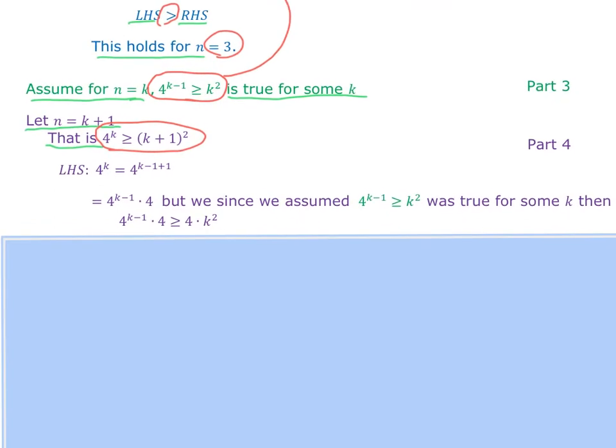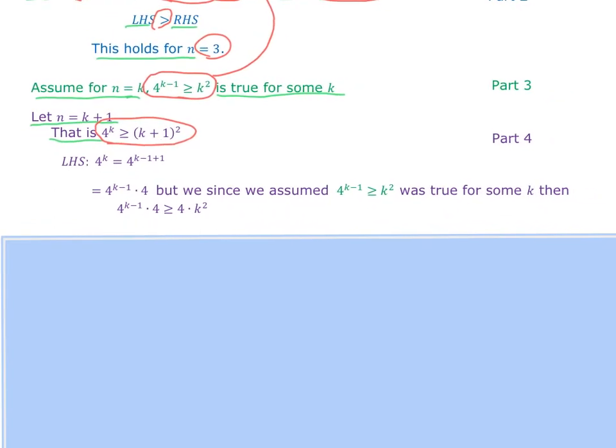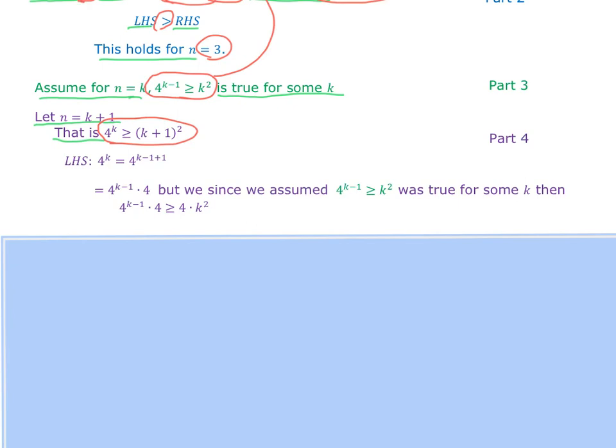All right, now for inequalities, we usually have to introduce more inequalities. It's not as simple as the equal sign. We have to introduce more inequalities. So we start still with the left-hand side, though. So we have 4 to the k is equal to 4 to the k plus 1 minus 1. But for this part right here, let me go to this part right here.